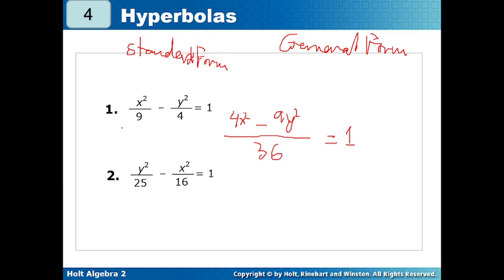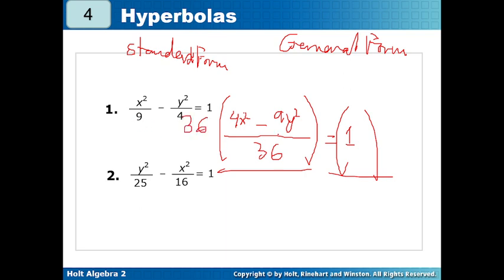Did we eliminate the denominator? Of course not. So how are we going to eliminate the denominator of this equation? In this case, we're going to multiply both sides, from your left side to your right side, by 36.